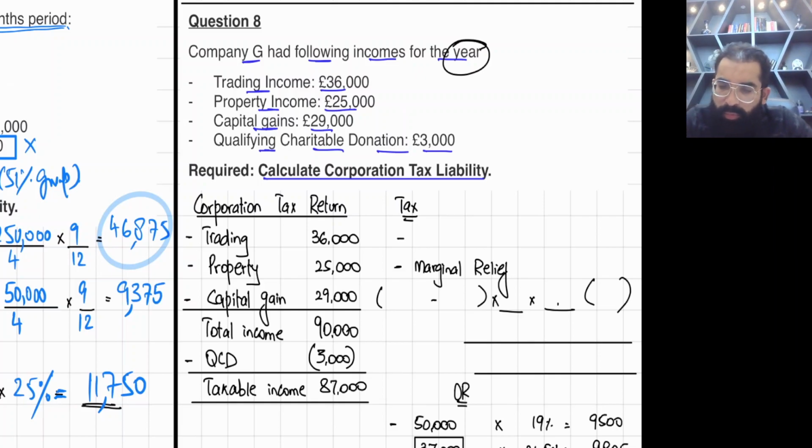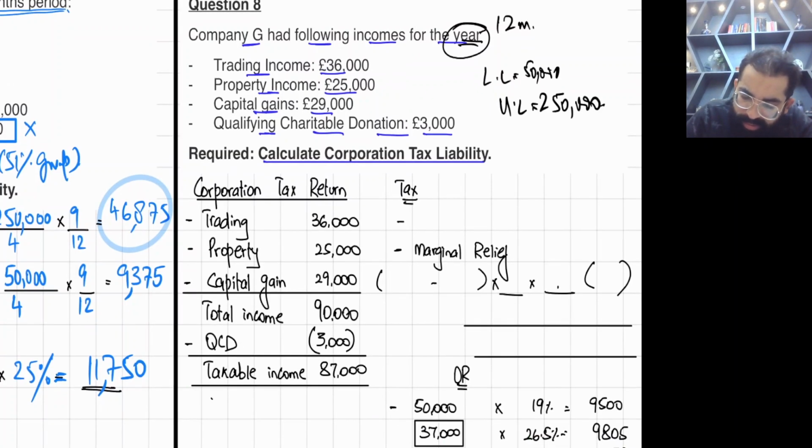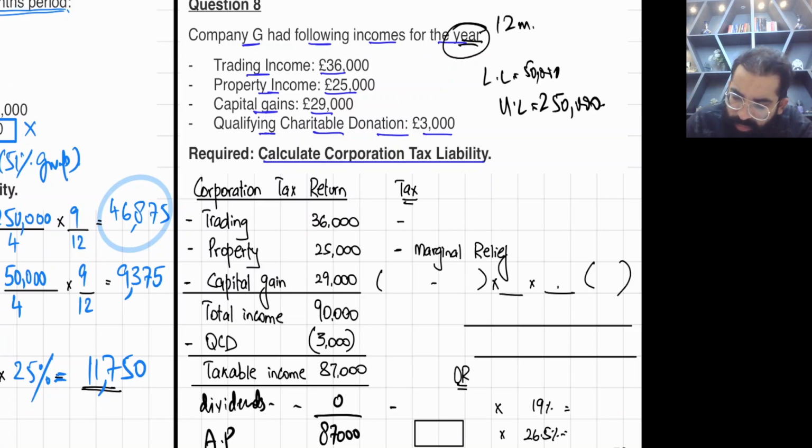Now one more question. I would request you to pause the screen and do it yourself. Start, please. See, they have written year. Year means 12 months, so no apportionment because of the accounting period. And see the screen, there are no group companies, so your lower limit is 50,000 and upper limit is 250,000. Luckily in this question there are no non-group dividends. So just make the format: trading, property, gains, total income, QCD, taxable income. Dividends are zero, so 87,000 is your AP.